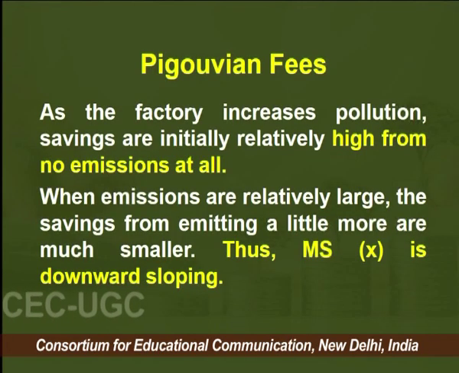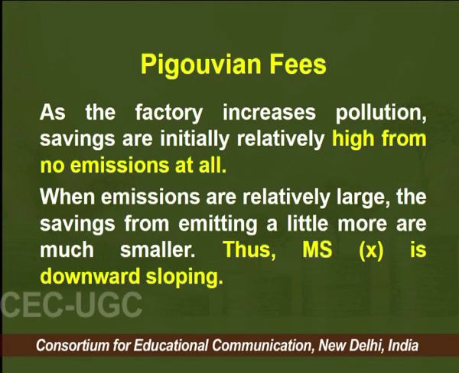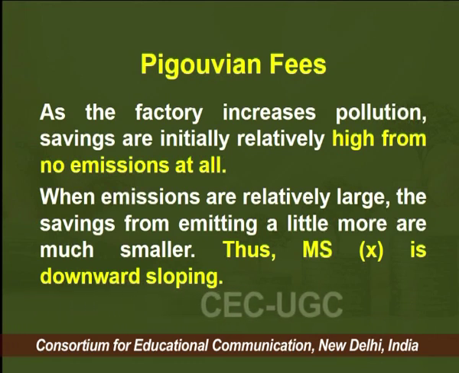However, as you keep on increasing your emission, the rate at which you are saving, the marginal savings, starts declining. When emissions are relatively larger and larger, savings from emitting a little amount of extra emission become smaller and smaller, and therefore one can conclude that the marginal savings graph of emission is a downward sloping graph. As a result, the factory increases its pollution and savings are initially relatively higher from no pollution at all, and that is why we have this first quadrant graph in a downward sloping form.